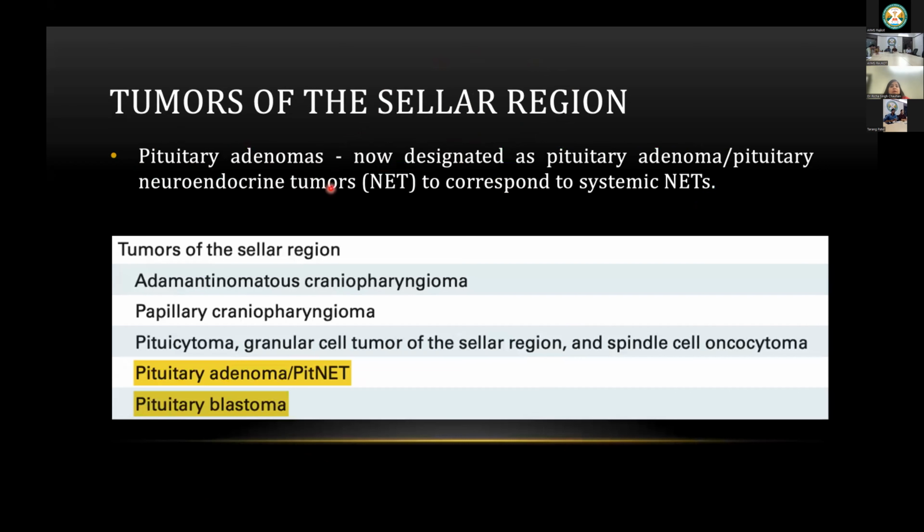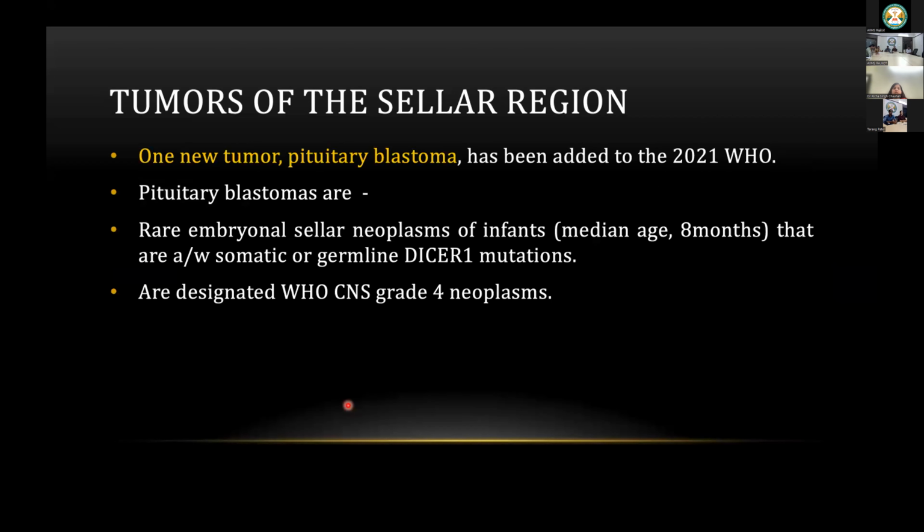The pituitary adenomas have just been given a new name, that is pituitary adenoma or pituitary neuroendocrine tumor, to correspond to systemic neuroendocrine tumors. And a new entity has been described, that is pituitary blastoma, which on imaging is similar to any other blastoma in the brain, like pineoblastoma or retinoblastoma or any other blastoma which we see in any other body part, the typical round blue cell tumor, which enhances intensely, which restricts markedly, and which has high perfusion parameters. So imaging wise, not much changes there.